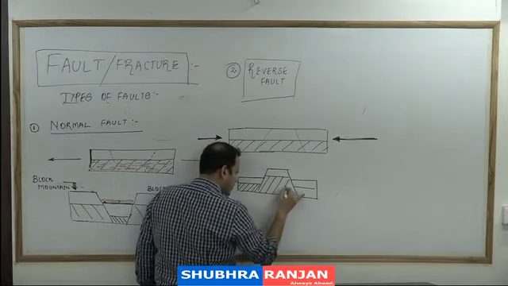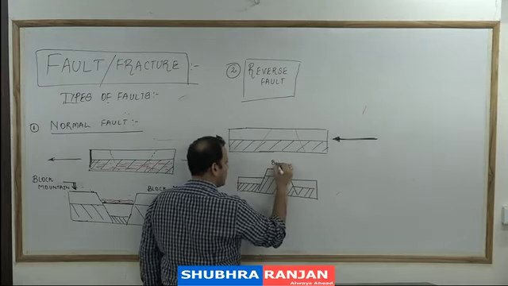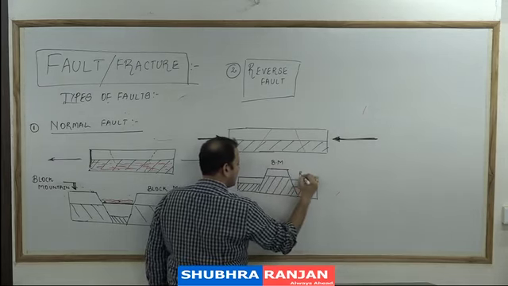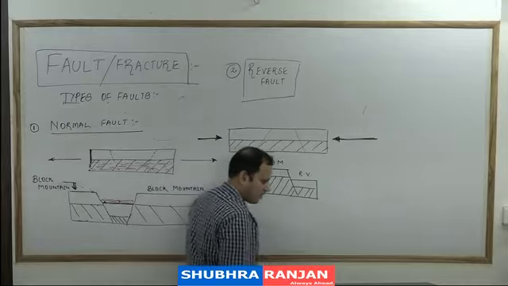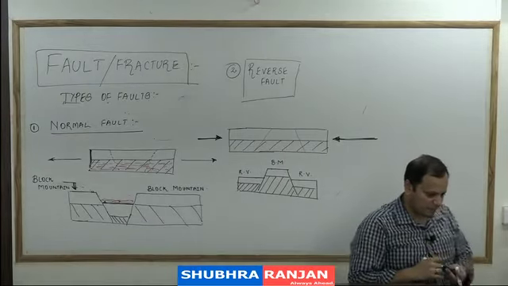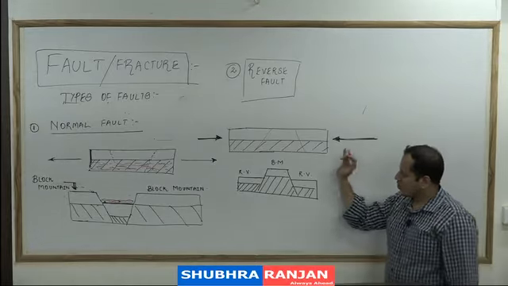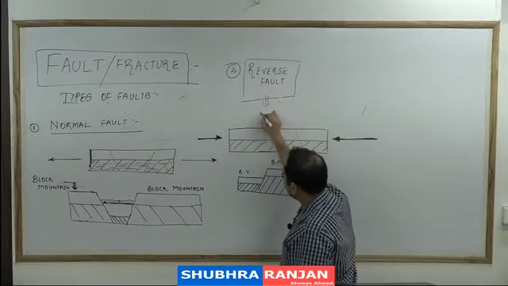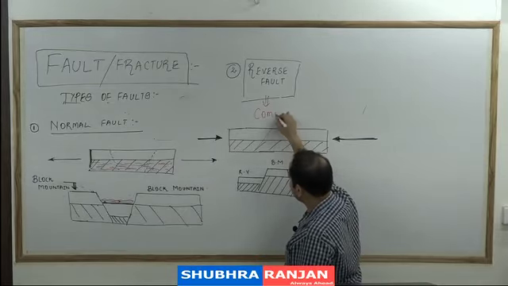The outcome is the same. What is the outcome? Block mountain and rift valley. The only difference is that a reverse fault is due to compression and a normal fault is due to tension.